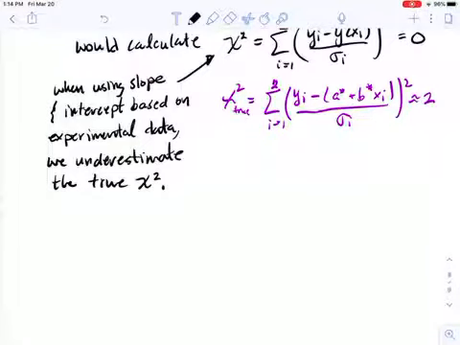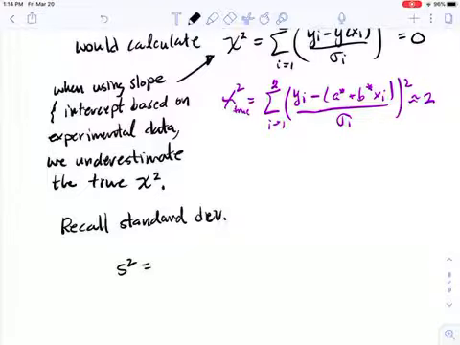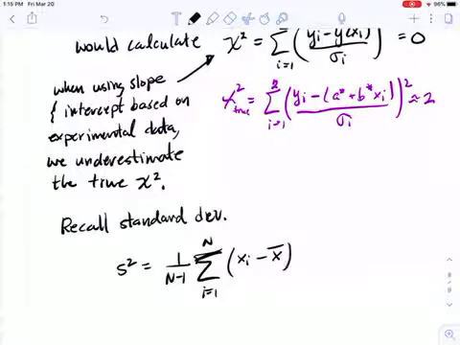You may recall, this is something similar. We had a discussion like this when we were calculating standard deviation. Recall standard deviation. When we calculate the standard deviation of a set of data, let's call it s squared, then what it's equal to is 1 over n minus 1 times the sum from i equals 1 to n of x_i minus x average, squared.